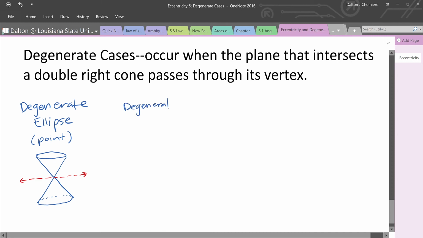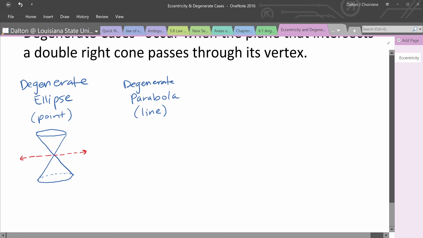Second option, we can get a degenerate parabola, which is actually just going to be a line. So if we have our double right cone, I'm not great at drawing these equal. That's okay. So when you have your double right cone, that parabola, instead of slicing at a lovely angle, what if it slices and catches the cone literally directly on this edge right here, to where we only get a line when we intersect both cones?